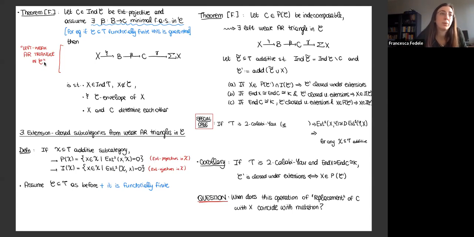And these are what we will be calling left-weak Auslander-Reiten triangles in C. So let's take an indecomposable module C, which is Ext-projective. And let's assume for some reason that we know that there is a minimal right almost split morphism in my subcategory C. Now, this seems a very strong thing to ask, but actually, if, for example, you know that your subcategory is functorially finite, you know for sure such a thing exists. So if you're looking at a functorially finite subcategory, then you're safe.